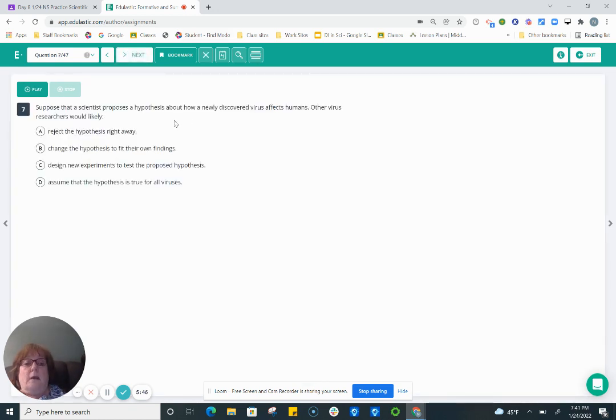Suppose a scientist proposes a hypothesis about a newly discovered virus affecting humans. Other virus researchers would likely reject it right away. Not necessarily, not if it's a good hypothesis. Change the hypothesis to fit their own findings. A good scientist wouldn't do that. Design new experiments to test the proposed hypothesis. They would probably do that and assume the hypothesis is true for all viruses. Probably not, because they wouldn't just necessarily believe what everybody told them. But they could go in and design some experiments to see if this hypothesis is going to hold true.